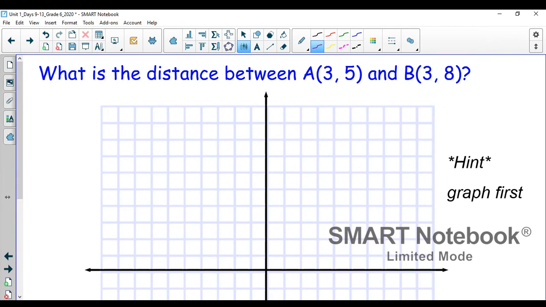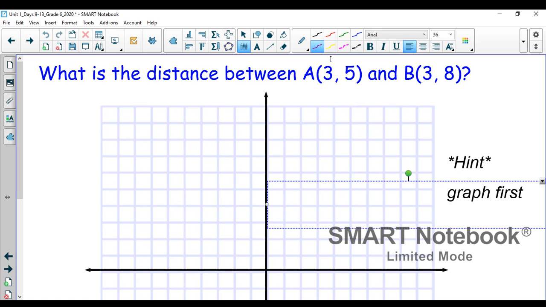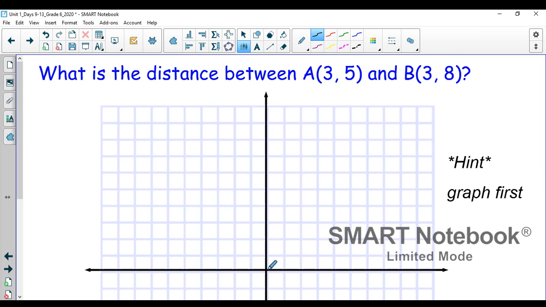Okay, what is the distance between (3, 5) and (3, 8)? So I go to the origin, I need to move 3 to the right, and then I need to move 5 up. So 3 to the right, 1, 2, 3, and then 5 up, 1, 2, 3, 4, 5. So one point is located right here.